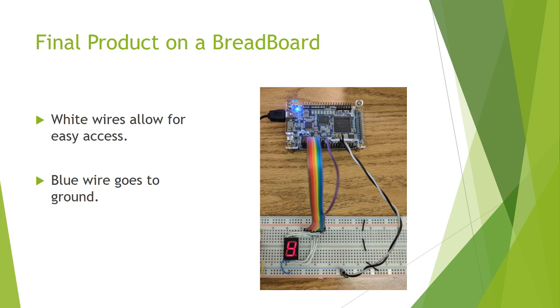And then here's the final product on the breadboard. I used the white wires for easy access to the A, B, C, D inputs because otherwise it would be a mess all around the 7-segment display, to where you could barely see the display itself, because some inputs are on the top and some are on the bottom. The black and white wires that twirl around each other are the positive and negative. And the blue wire that's hooked up to the 7-segment display goes to ground.